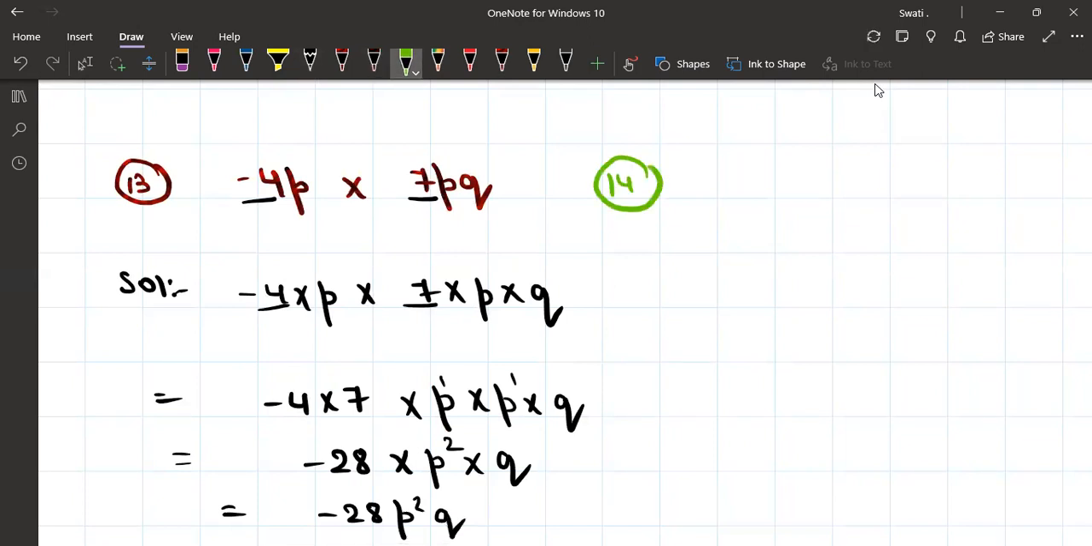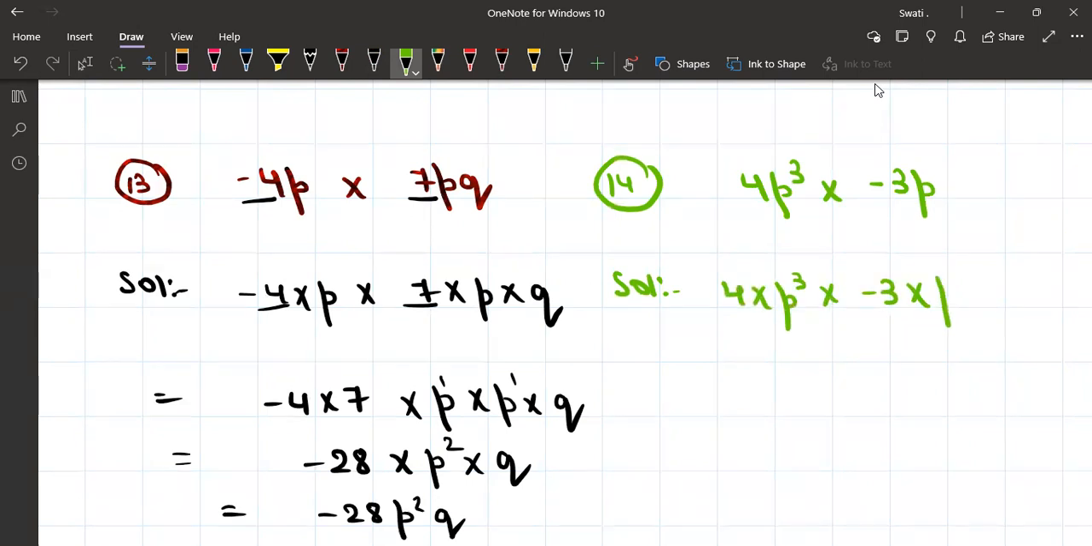Okay, let's do the 14th question. So we need to multiply here 4p cube with -3p, right? So I'll just do it like this, because I'm making this video by keeping in mind those students who have not understood the basic concept. So 4 times p cube I can write down as this, times -3 times p as it is. Now in the next step, I can write down 4 times -3, and here I can write down p cube times p. This we also call p cube, or you can read it as p raised to the power 3.